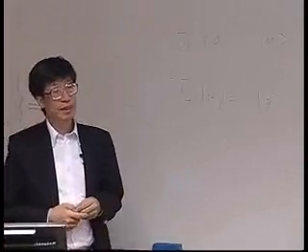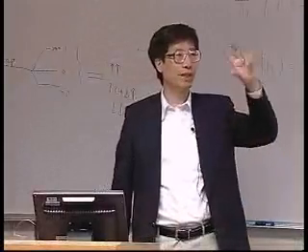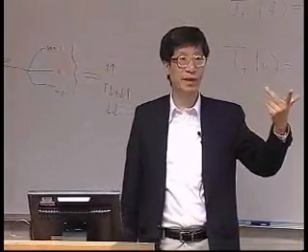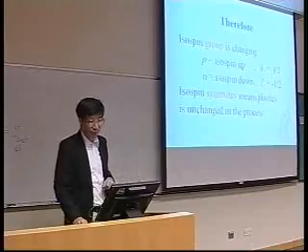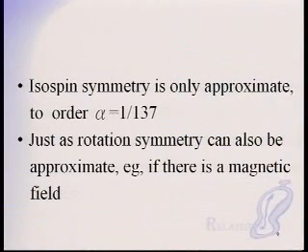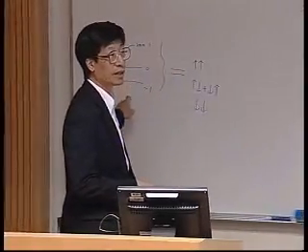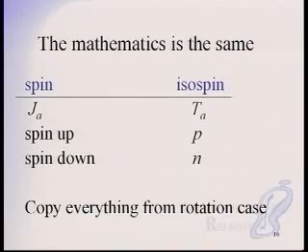Now that is the group, and isospin symmetry means that physics remains the same when you flip these isospins. Flipping isospin is just another way of saying interchanging proton and neutron. And isospin symmetry is only approximate to about order alpha, in exactly the same way as rotation symmetry can also, in some cases, be approximate. For example, if there is a magnetic field, these three states would be slightly split. So mathematically, it is exactly the same. Exactly the same group structure.